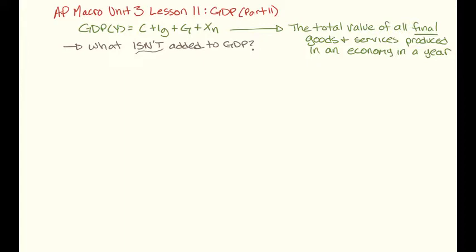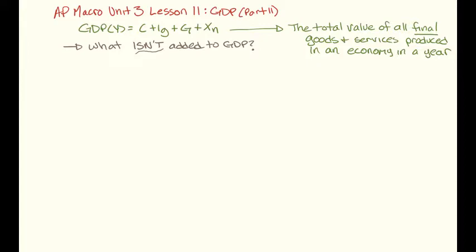So an intermediate good is a product that is an input into the production of something else. The classic example would be if a Ford factory purchases tires from Goodyear, those tires do not add to GDP when Ford purchases them, because the value of those tires is going to add to GDP when the final car is sold, and we don't want to double count those tires.